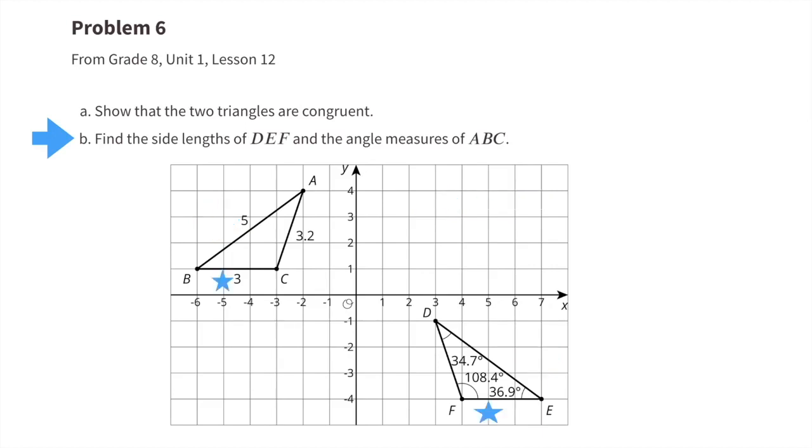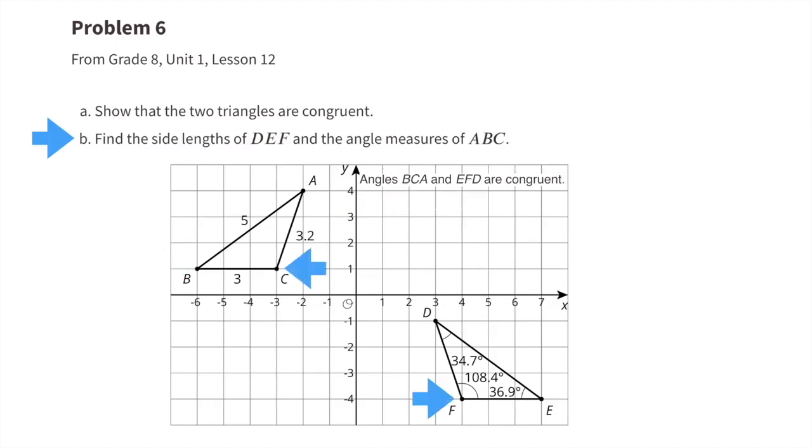The side lengths of BC are equivalent to the side lengths of FE, so the side length of FE would be equal to 3 units. So FD would be equivalent to 3.2 units, since side length FD is equivalent to side length CA. Angles DEF and ABC are congruent. Angle DEF is 36 9/10 degrees, so angle ABC would also be 36 9/10 degrees, since those angles are congruent.